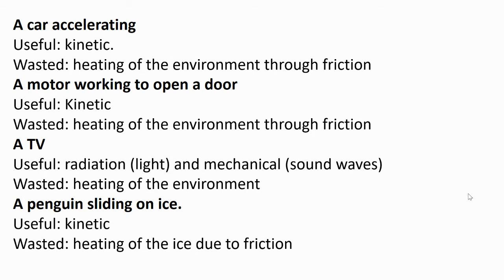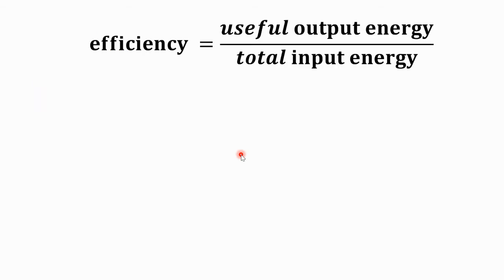So what is efficiency? Well, efficiency is just measuring the ratio of useful to wasted. So what is the ratio of useful to wasted effectively? All right, it's not quite written like that, but it's almost that. So efficiency is useful output energy over total input energy. Okay, so the useful might be the kinetic, and the total is the kinetic plus all the wasted energies.